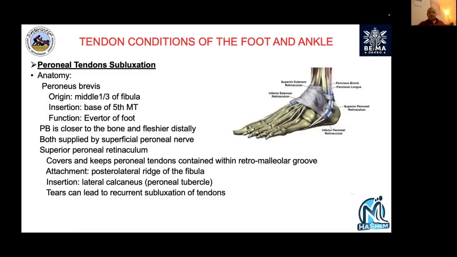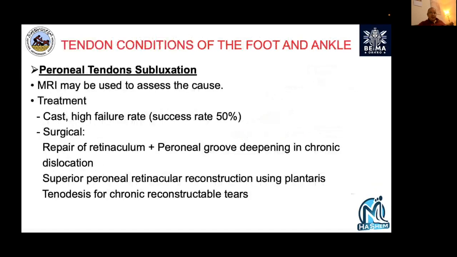Both are supplied by the superficial peroneal nerve, both are maintained in place by the superior and inferior peroneal retinaculum, and both of them pass just over the peroneal tubercle of the calcaneum before they go to their insertion. The peroneus brevis is inserted in the base of the fifth, and peroneus longus inserts in the base of the first metatarsal and the medial cuneiform.